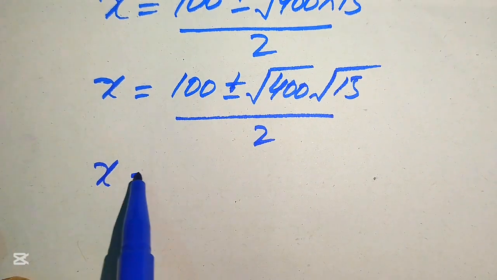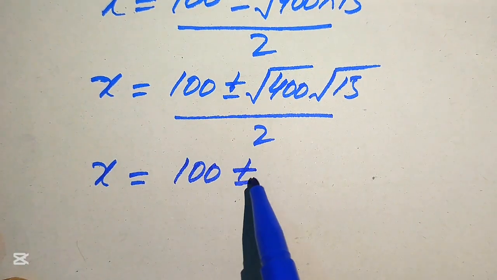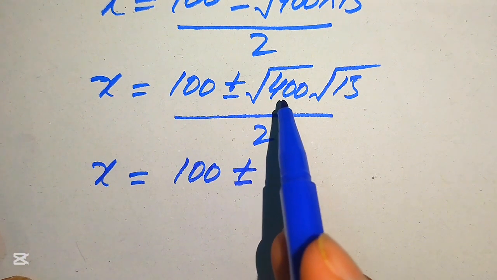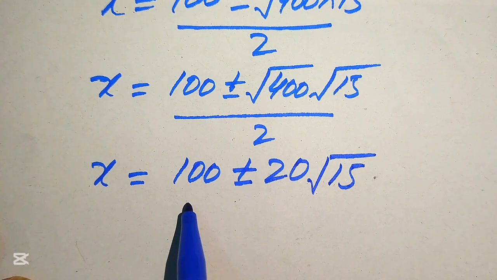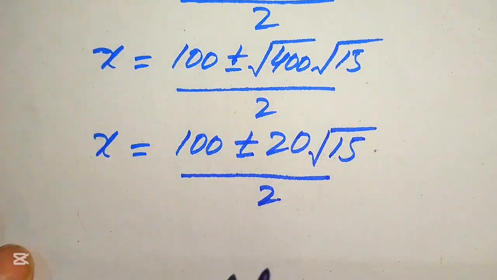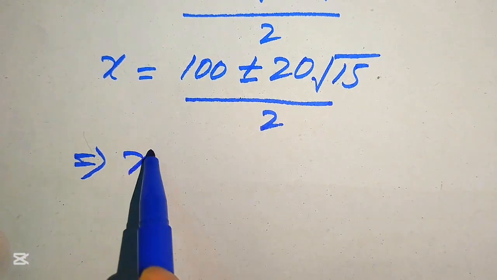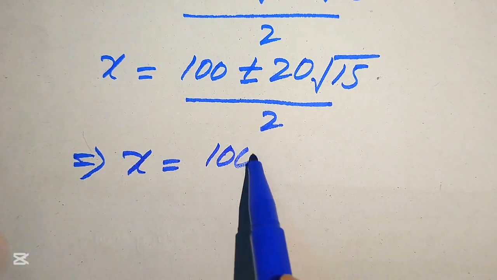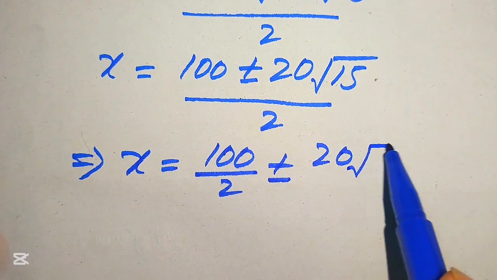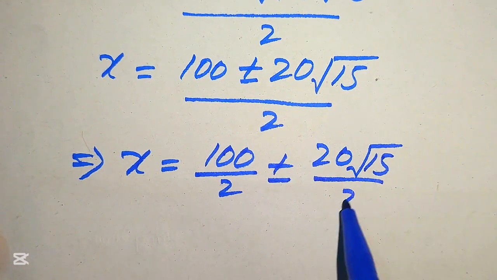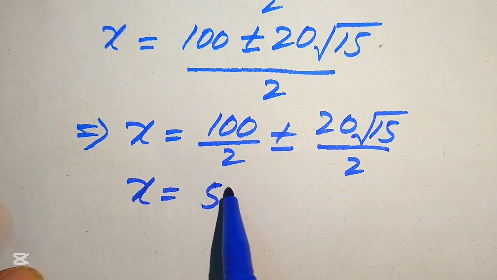So now in the next step we have x equals 100 plus minus, here we know that the square root of 400 equals 20 times the square root of 15, and it is divided by 2. And now in the next step we need to break this fraction, and it will be written as 100 divided by 2 plus minus 20 times the square root of 15 divided by 2.